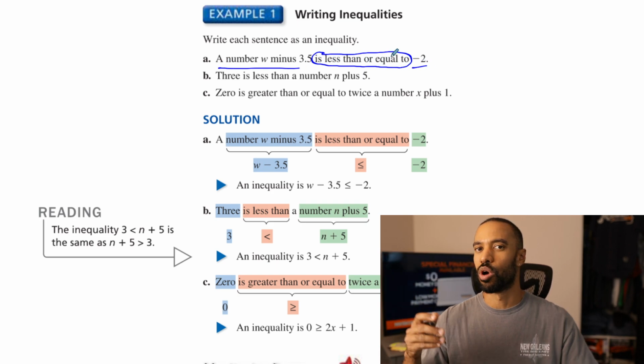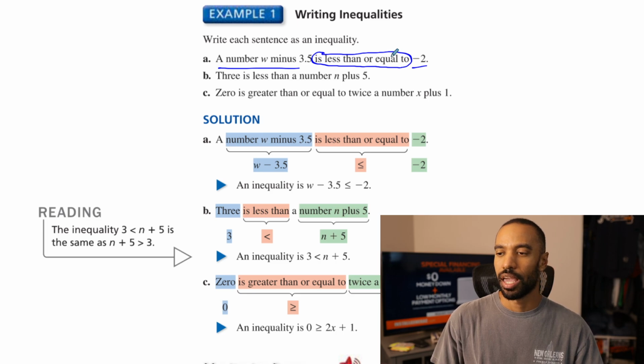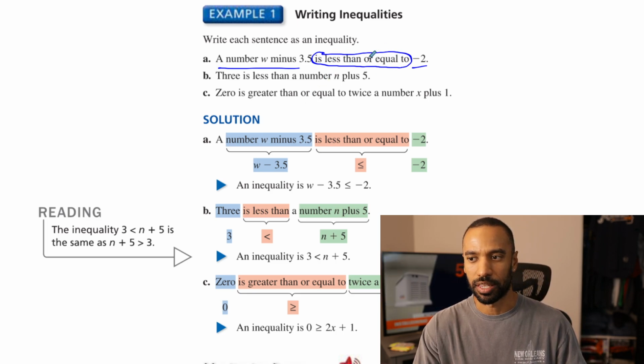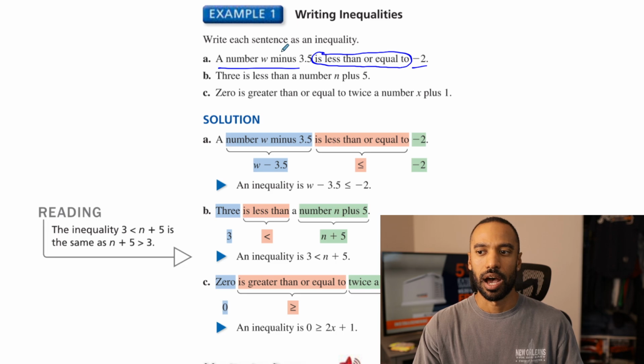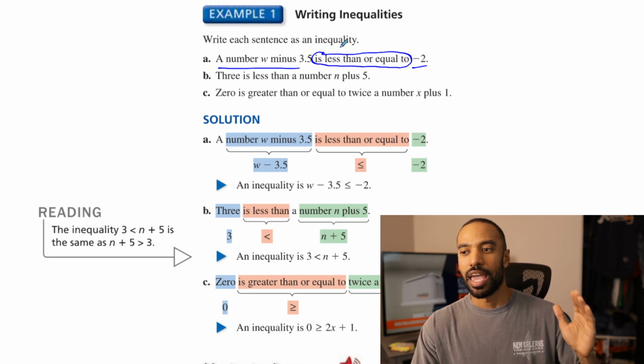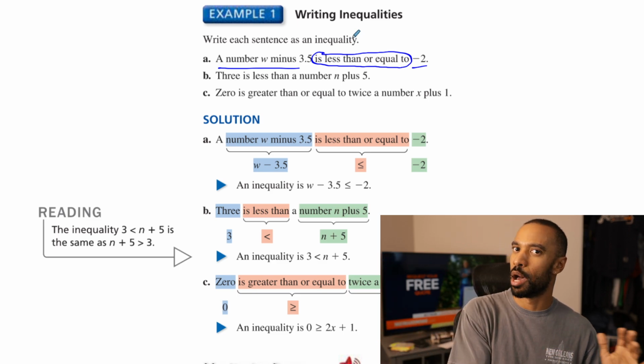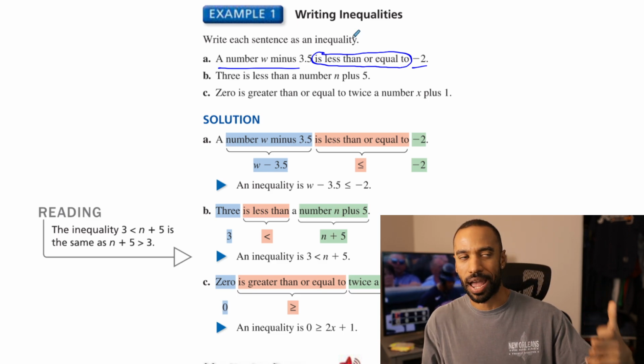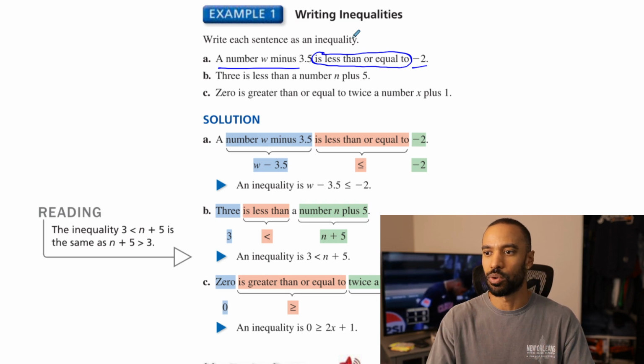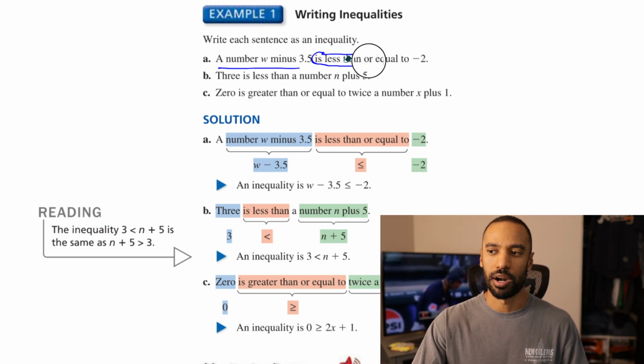Now we have to see a little bit more with that word "is" in order to make sense of what's happening there. Because there's a difference between saying a number w minus 3.5 is less than or equal to negative 2, versus "is 2 less than a number." Right? 2 less than a number, subtracting 2 from a number, but the "is" is just an equals. But "is less than" is a part of that whole phrasing.